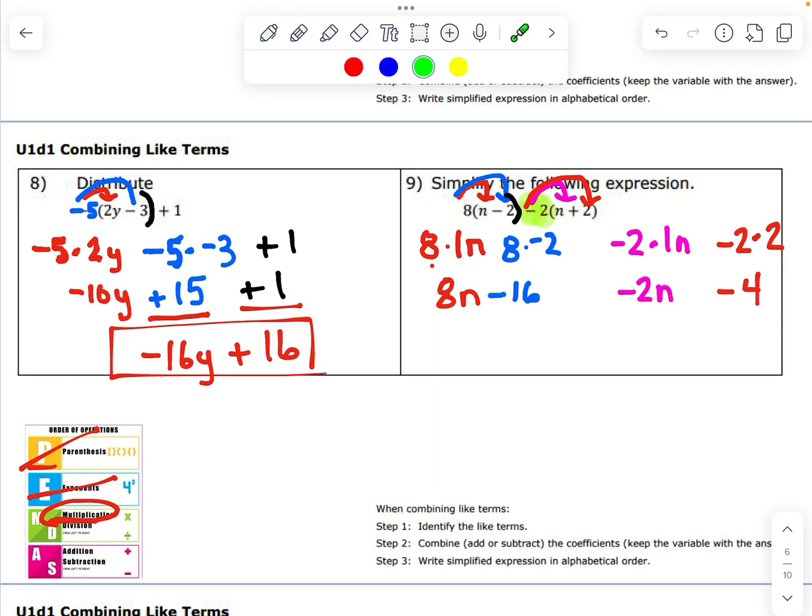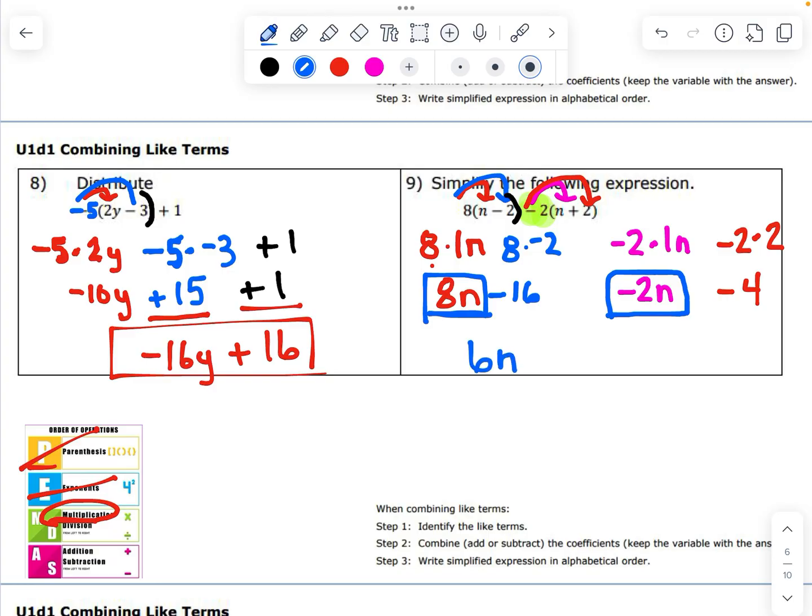So now we have these 4 different terms, but that is still not as simplified as it can be because we have things that are alike. I have 8 Nutter Butters. Love those. I have some Nutter Butters here. And remember, if we find a variable, we take its coefficient and its sign. So 8 Nutter Butters subtract 2 Nutter Butters makes 6n.